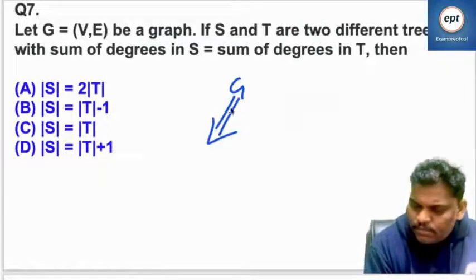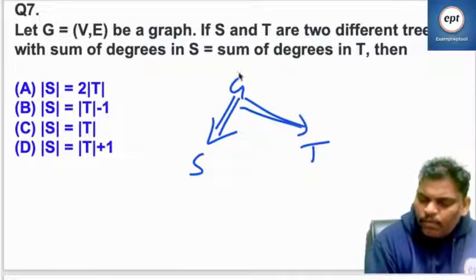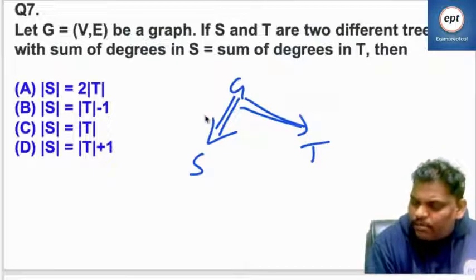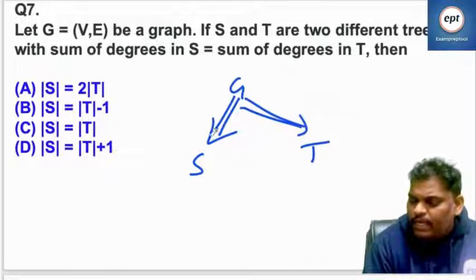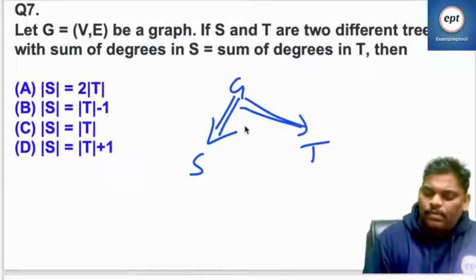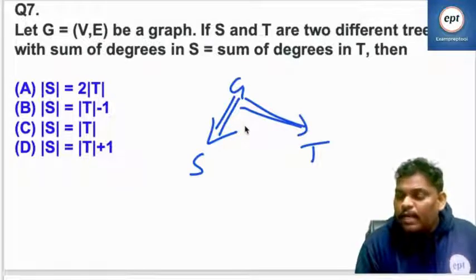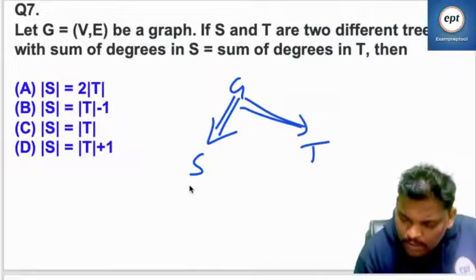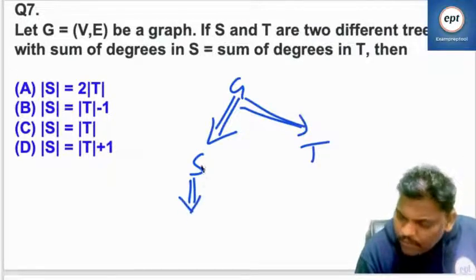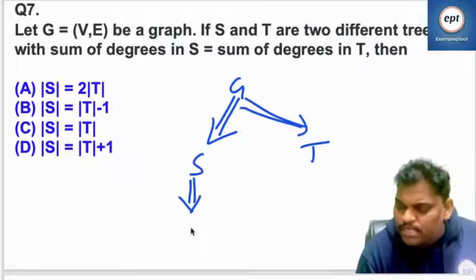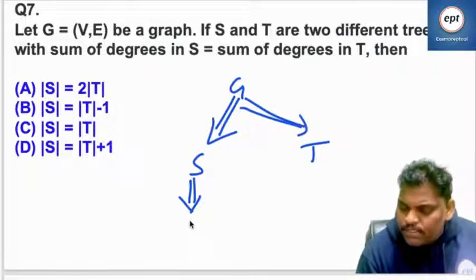He took two trees. One tree is S, one more tree is T. From the given graph G, he took one subgraph which is a tree S, and one more subgraph T, where S and T are subgraphs and they are trees also. In a tree, the sum of degrees is always even.